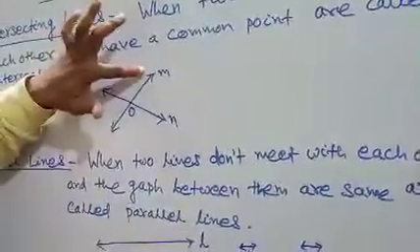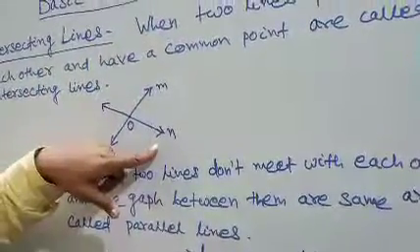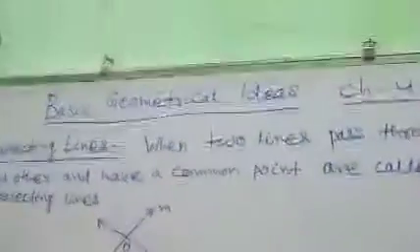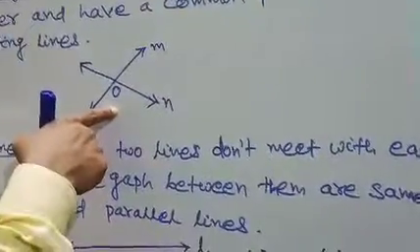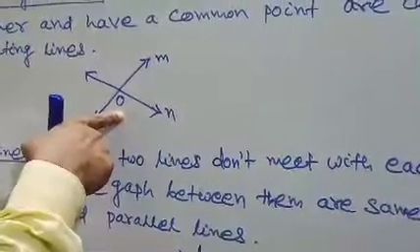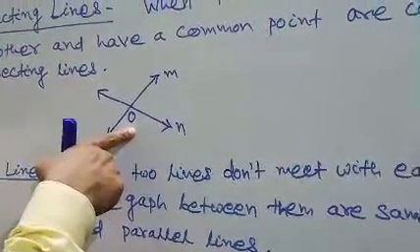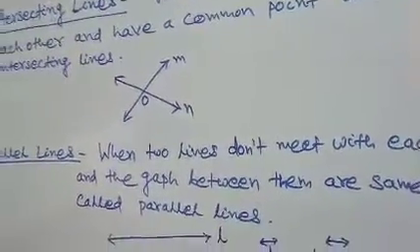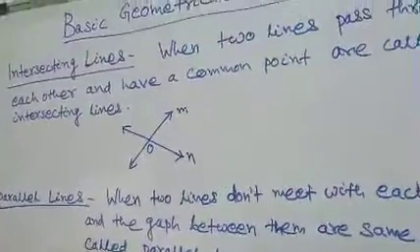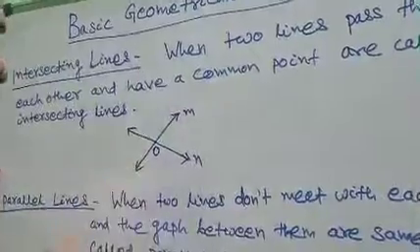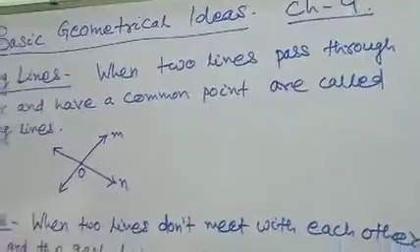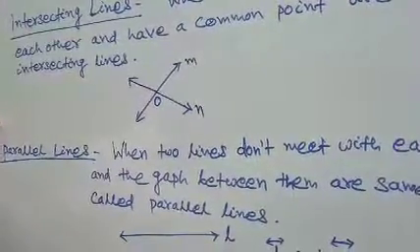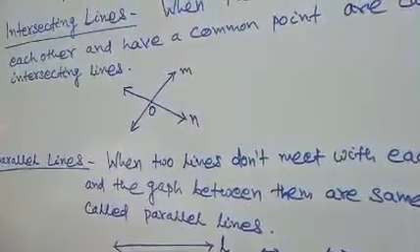Here is line M and here is line N. Both meet at point O. This type of lines are called intersecting lines. And the point O is also called the point of intersection, or intersecting point.